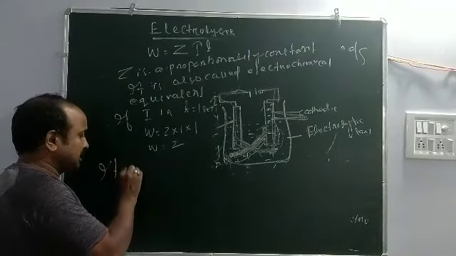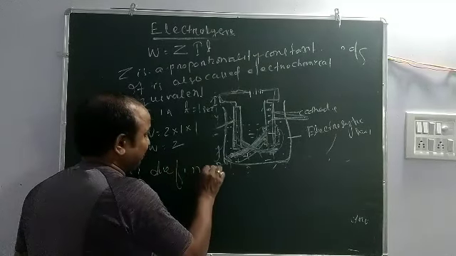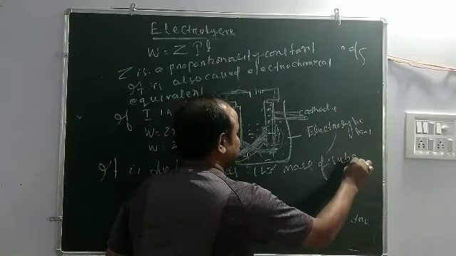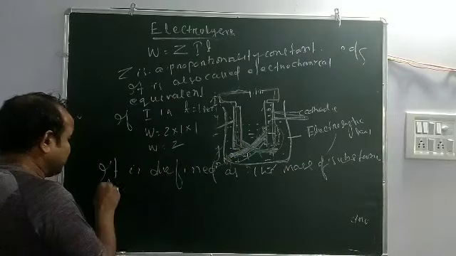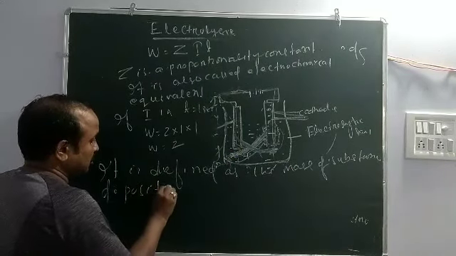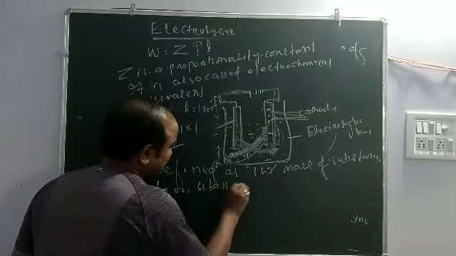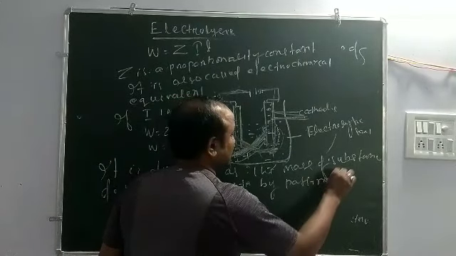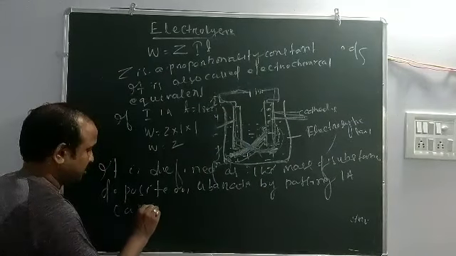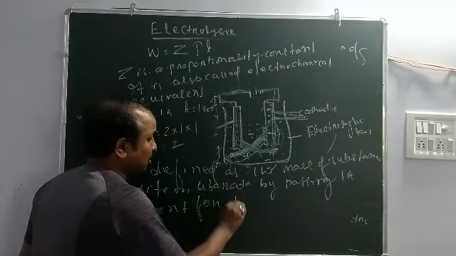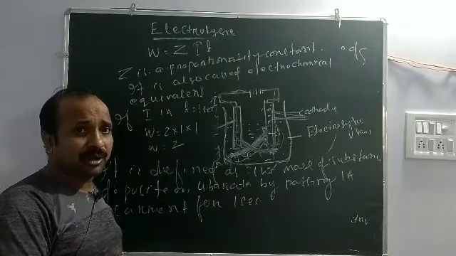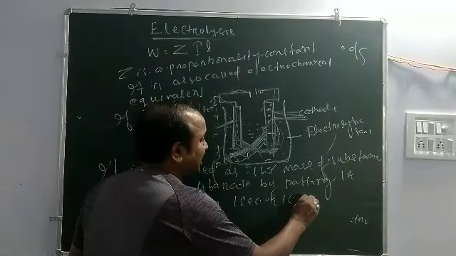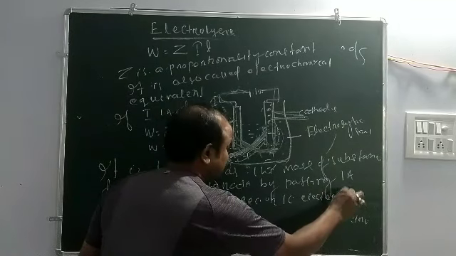It is defined as the mass of substance deposited or liberated by passing 1 ampere current for 1 second, or 1 coulomb electricity.